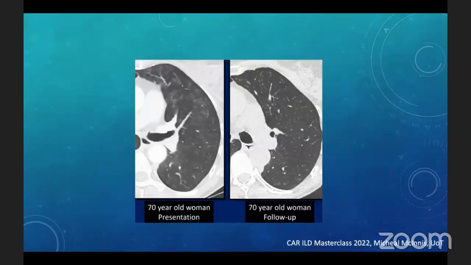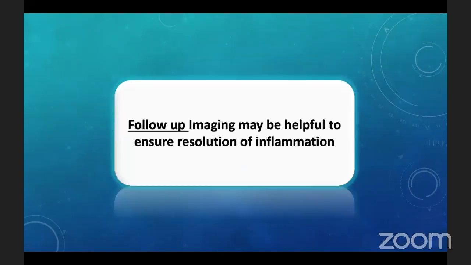Same patient on follow-up showed complete resolution of all the changes, and this is really good, because when you suggest a diagnosis, the respirology colleague will try to detect the culprit antigen causing this hypersensitivity to the lung and to the small airways. Avoiding that will result in some cases in complete recovery, as we can see here. Follow-up imaging may be helpful to ensure complete resolution of the inflammation.